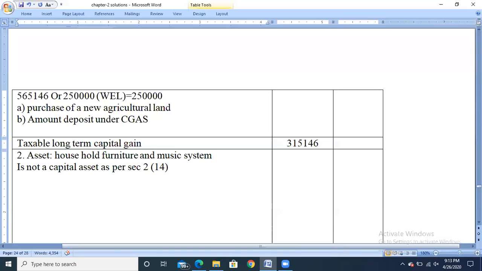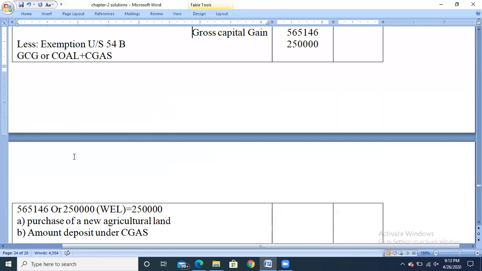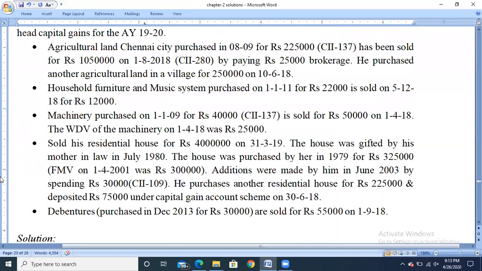So next we'll go with the third asset. The third asset is machinery purchased on 1/1/2009 for rupees 40,000. The machinery will always be a depreciable asset, and any depreciable asset will always be treated as a short-term capital asset. So the cost of acquisition or the purchase price is 40,000.